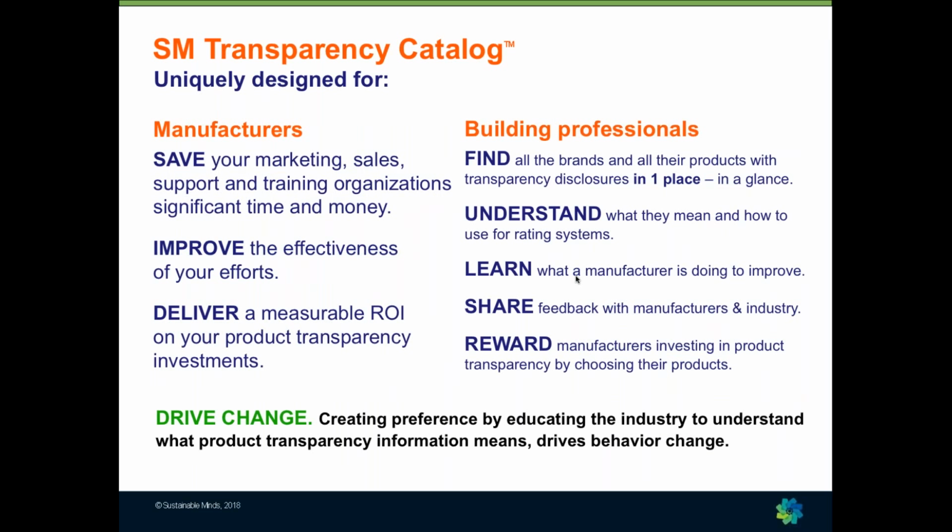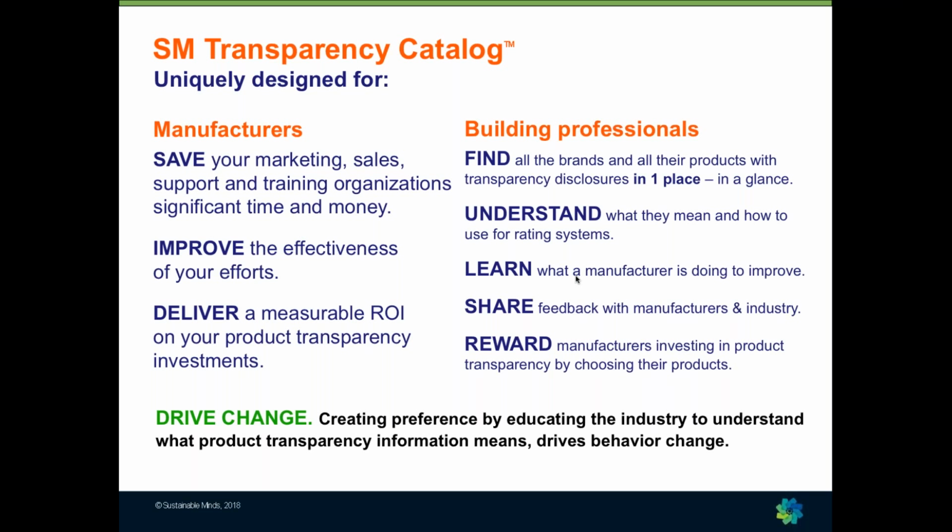So the catalog is designed for both sets of constituents, as I mentioned earlier, to address the challenges that both are facing. For manufacturers, it's designed to save your marketing, sales, support, and training organizations a lot of time and money. It's designed to improve the effectiveness of their efforts, not just saving time, but actually making them better at what they're doing, and then deliver a measurable ROI.